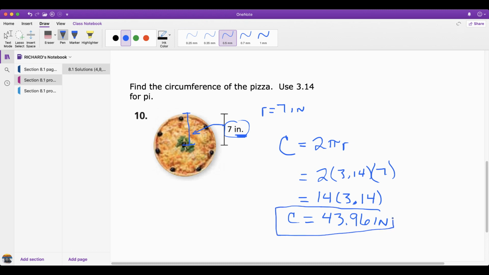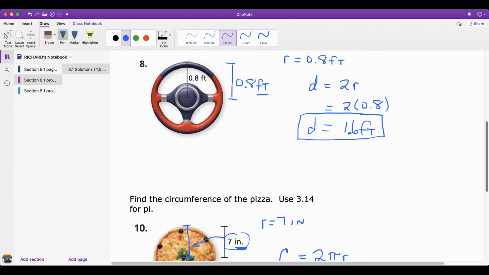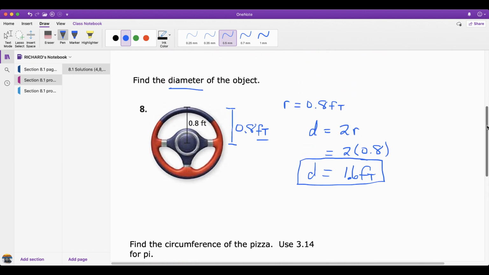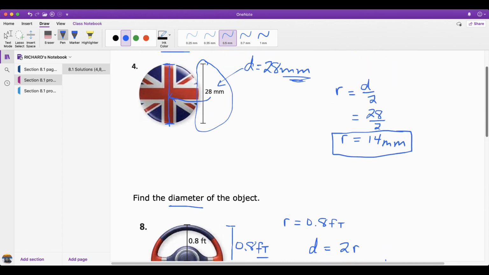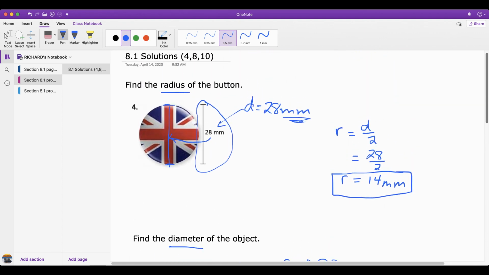So there you go. 3 problems talking about circumference, how to find circumference, how to find the diameter if you have the radius, and how to find the radius if you have the diameter. So hopefully that was helpful for you.